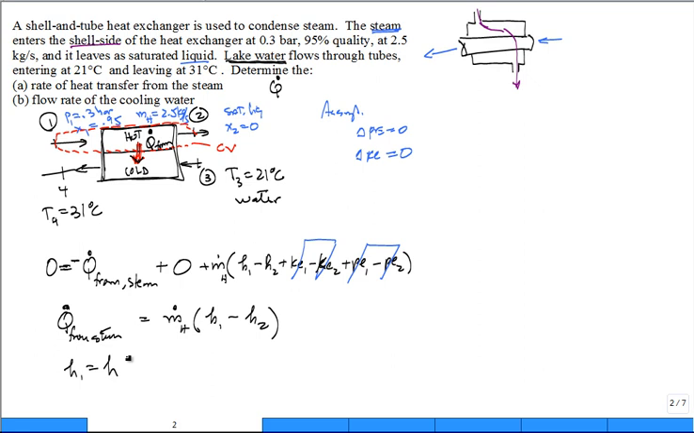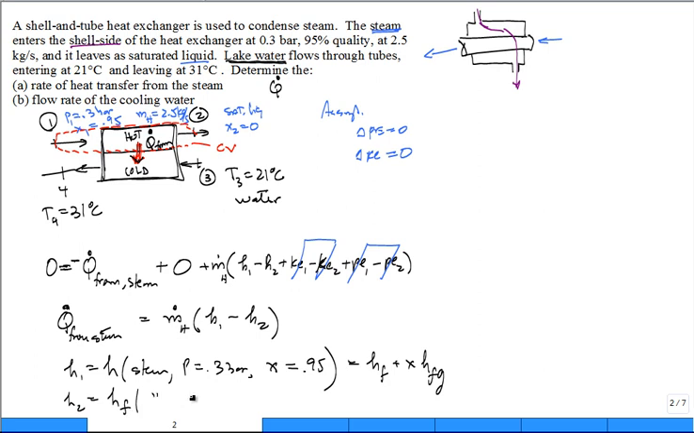That's the enthalpy of steam at the pressure of 0.3 bar and a quality of 0.95. Those two pieces of information allow you to get that, true? Isn't that equal to h_f plus quality times h_fg? And then the enthalpy at state 2 is h_f, saturated liquid, at steam pressure equal to 0.3 bar.